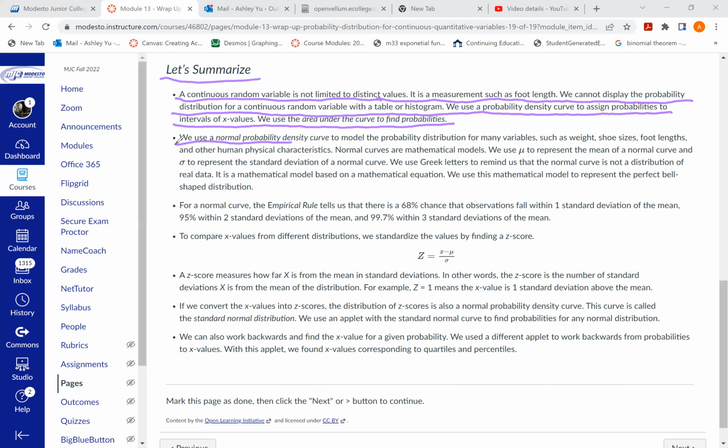We use a normal probability density curve to model the probability distribution for many variables such as weight, shoe size, foot length, and other human physical characteristics. Normal curves are mathematical models.